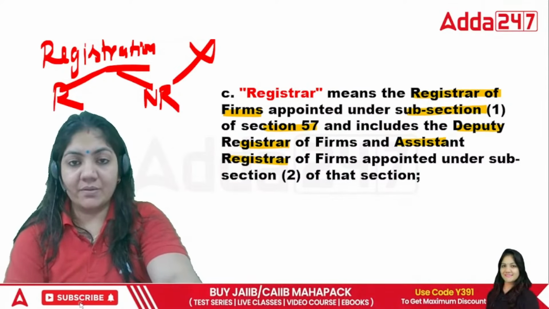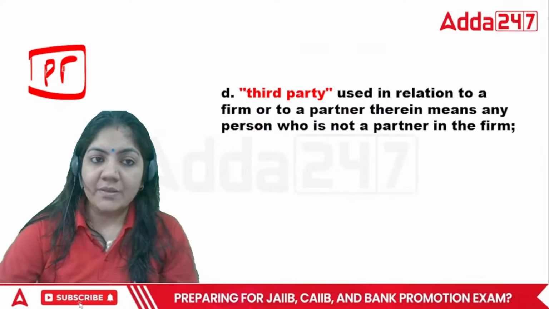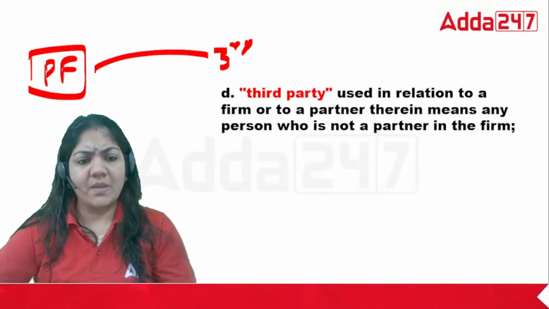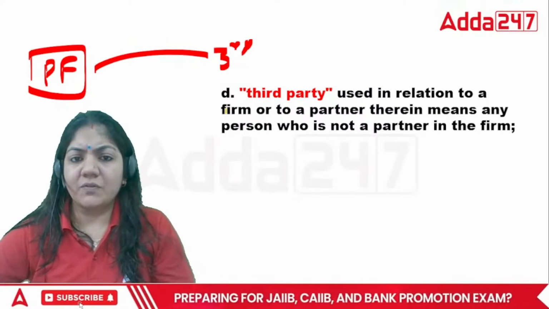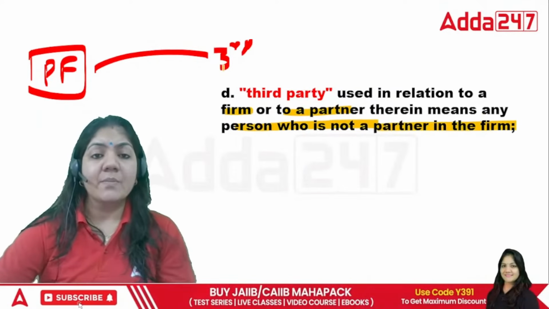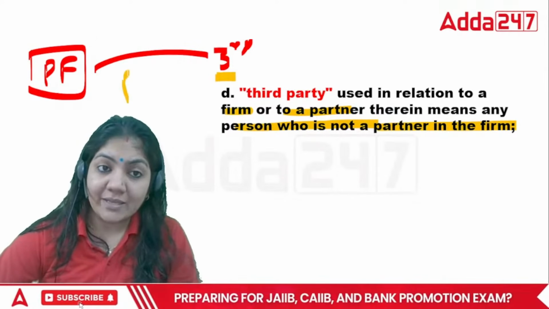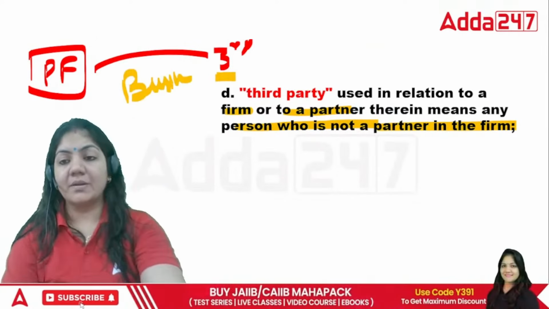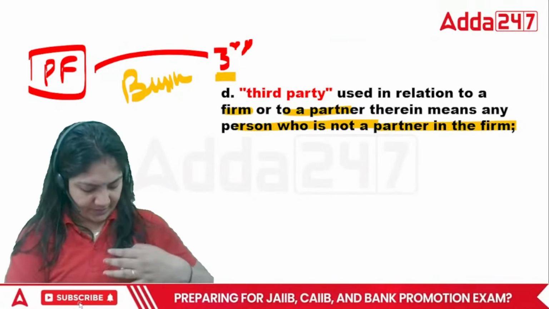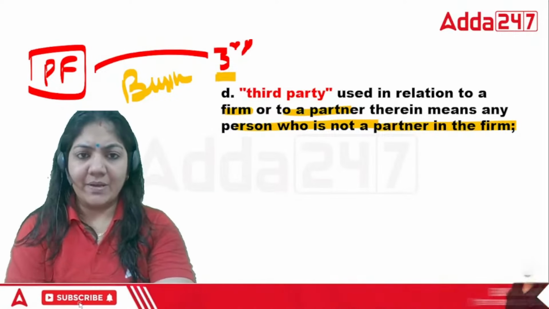So this is the drawback of non-registration of the partnership firm. Okay, cool. What is a third party? Suppose the partnership firm is doing business with a third party. It may be any person, any company. Third party, used in relation to the firm or a partner therein, means any person who is not a partner in the firm. This is the person with whom the partnership firm is dealing, doing business. This is called a third party.